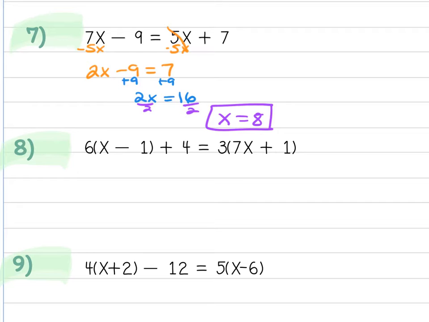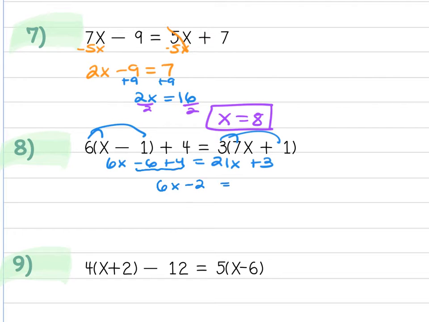Okay, now I've got the first one that has some parentheses. So what are you going to do when you've got a number on the front of parentheses? Good, distribute. So I'm going to distribute both. 6x minus 6 plus 4. Distribute here. 21x plus 3. I've got like terms on one side of the equation, so I'm going to combine these together, and I get 6x minus 2 equals 21x plus 3.